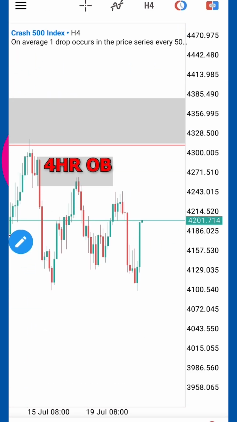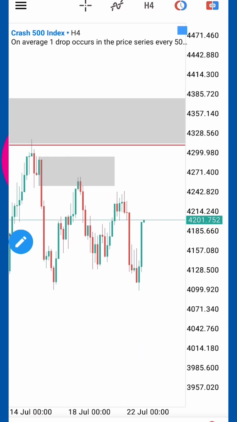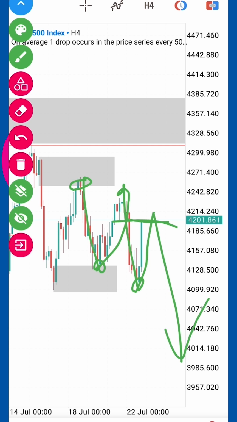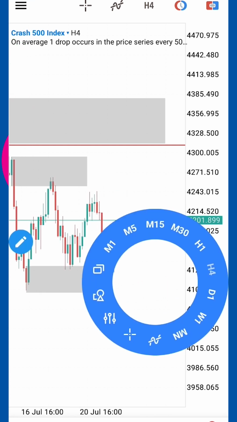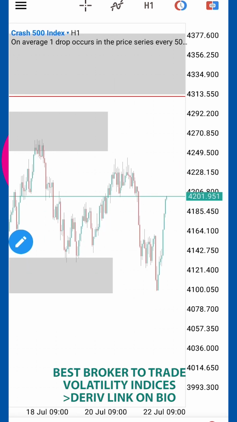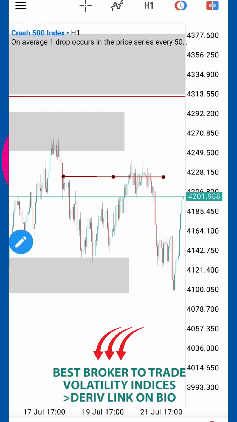So it respected that 4 hour bearish order block and then it went down sort of, but it respected the 4 hour bullish order block. So it was squeezed in between the 4 hour order blocks, the bearish one and the bullish order block. So now we want price to just release the pressure and continue dipping downwards.